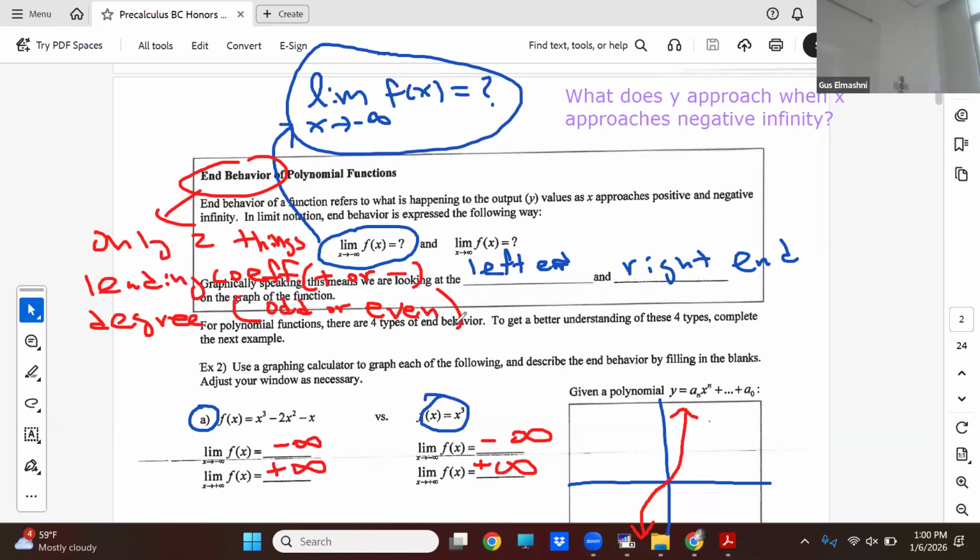But what if you're odd? If it helps, think about the arrows being at odds with each other, right? They're going opposite directions. So if you have an odd degree, like I have here for part A, they should be opposite because if you take a negative number and raise it to an odd power, it's negative.